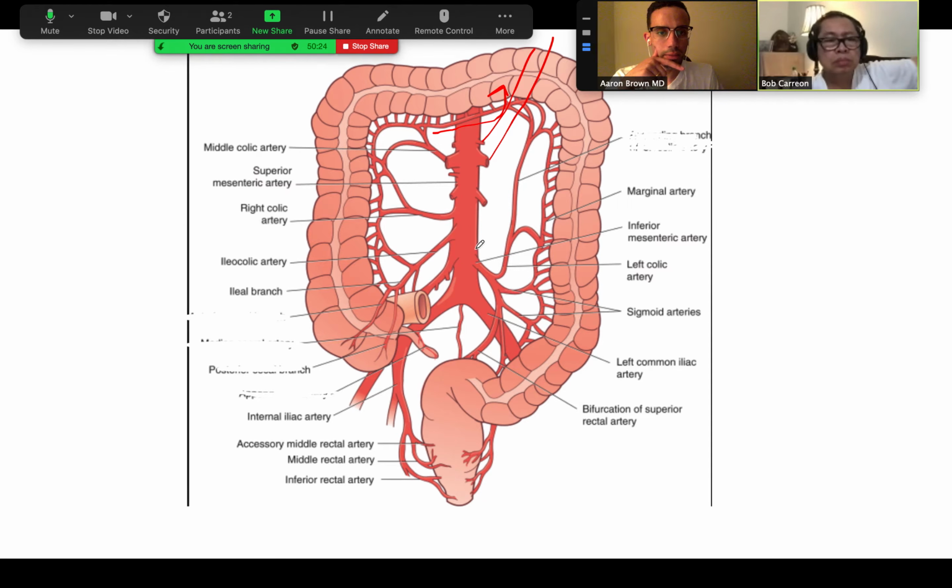For our inferior mesenteric, it's going to be giving our left colic artery, the sigmoid arteries, and the superior rectal artery to that part of the rectum.